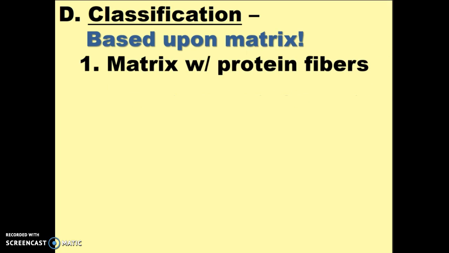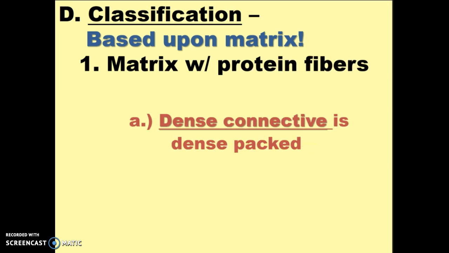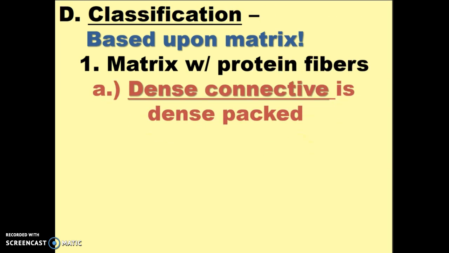So the tissue can be matrix which has protein fibers. Protein fibers could be your collagen. It could be dense connective tissue, which is densely packed with protein fibers. It has a whole lot of protein fibers. You can see them laying parallel.